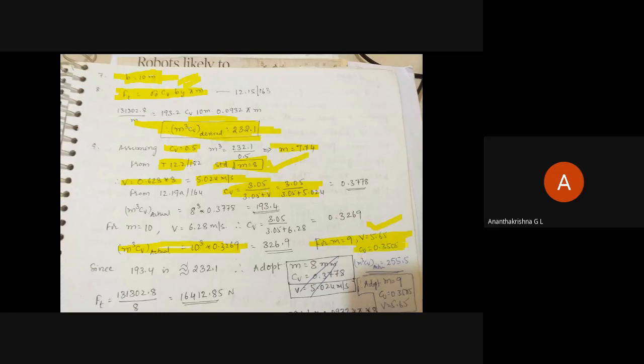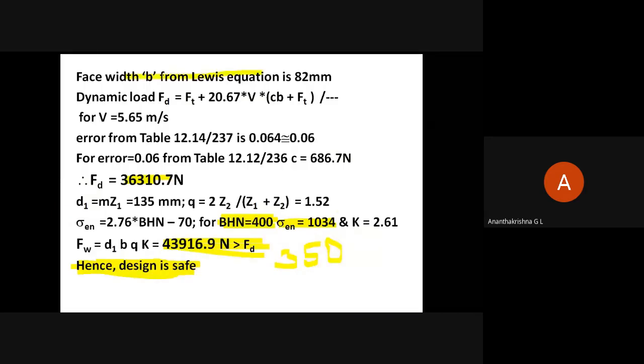After that, we calculate B from the Lewis equation. Then dynamic load. For calculating dynamic load, we need the value of C. So based on velocity from table 12.14, we find the error value. Then go to table 12.12 based on the material combination for pinion and gear and the error value we found from table 12.14, and get the value of dynamic factor C. Then calculate dynamic load FD, then calculate D1, and calculate Q given by 2Z2 by Z1 plus Z2.